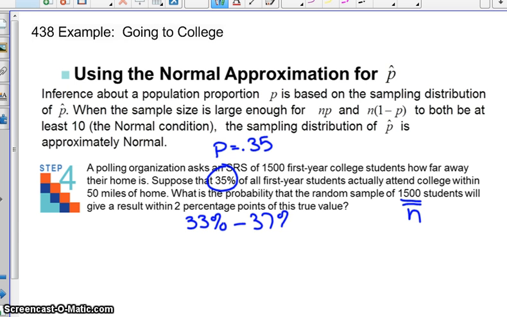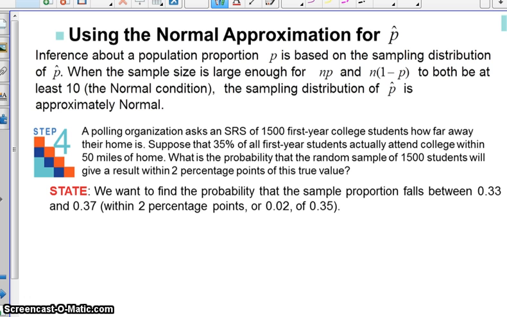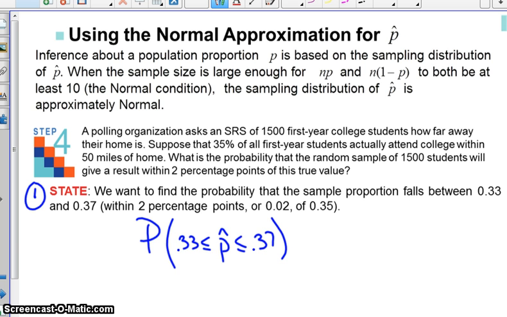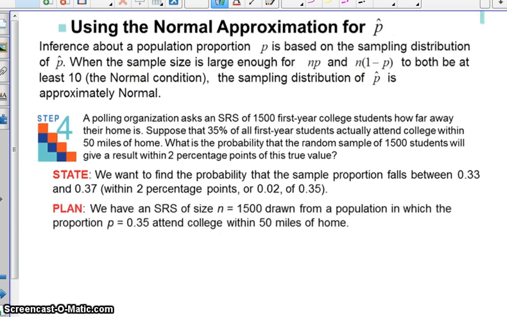2 percentage points above. Now, 4-step plan, number one we want to state, and that's really just restating the question we're trying to answer. We want to find the probability that the sample proportion falls between 0.33 and 0.37. Notation-wise, we're talking about my sample proportion, so p hat. What's the probability that that falls somewhere between 0.33 and 0.37? That's what I'm trying to answer here.